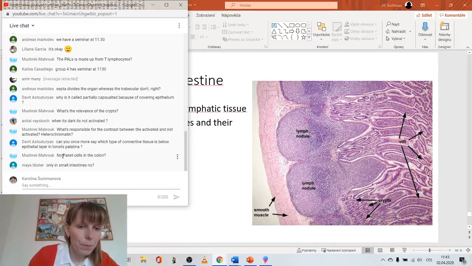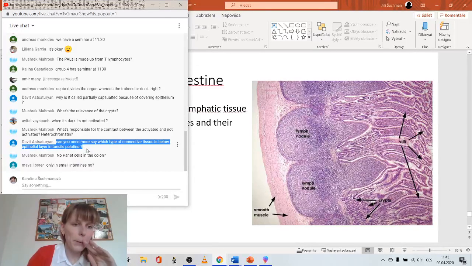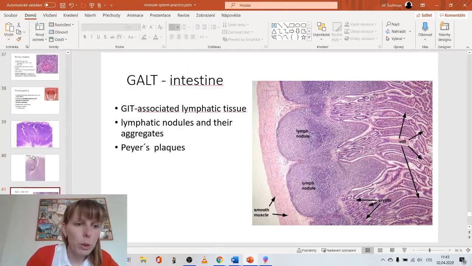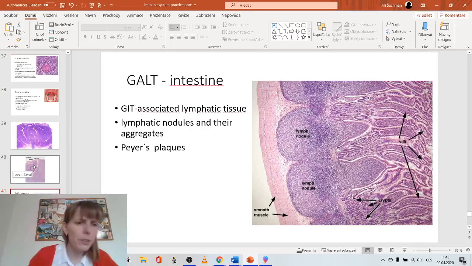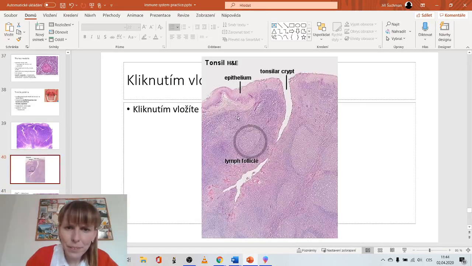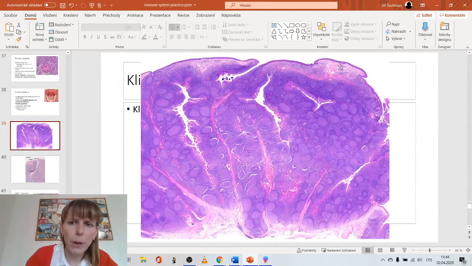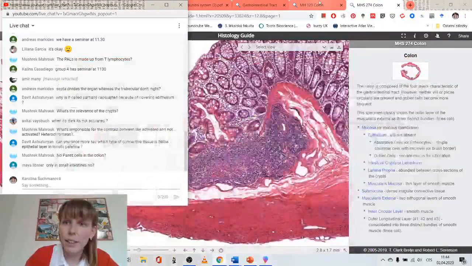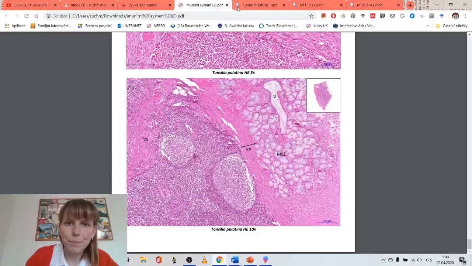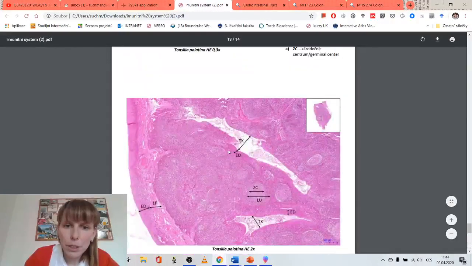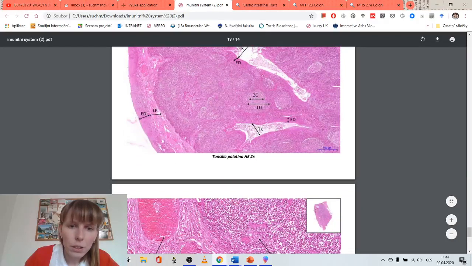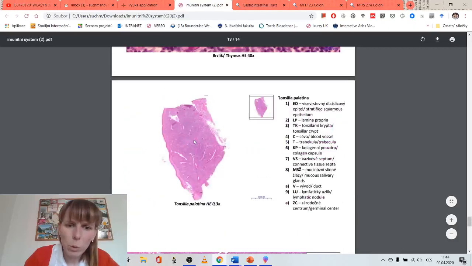Okay, sorry. So then we have a question. Can you once more say which type of connective tissue is below the epithelial layer of the tonsilla palatina? It will be a dense irregular, I think. First, you will have a little bit of loose. It's similar to the esophagus. So you will have first lamina propria, and then a little bit of dense irregular. Let me show you. Yeah, lamina propria. So mostly loose, I think.